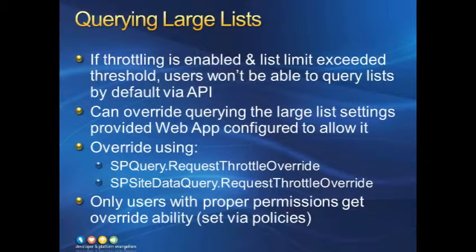Some of the other support that we have for querying large lists is that inside of my query object, inside of my SP query that I'm going to run, I do have a Boolean property that I can set where I can request a throttle override, which basically is saying, even if the list is being throttled, which I can check in code before I run an expensive query, I can also say, well, ignore the throttling and just run the query anyway.